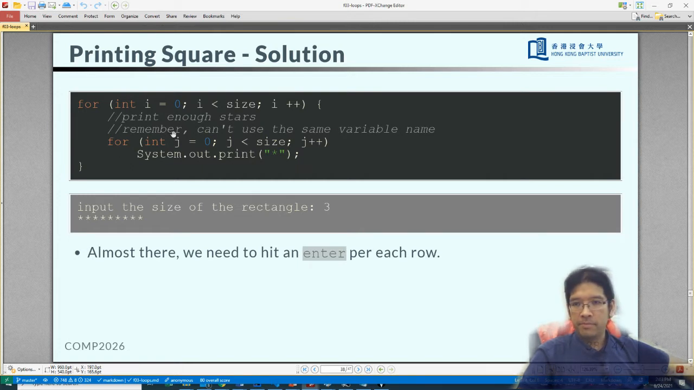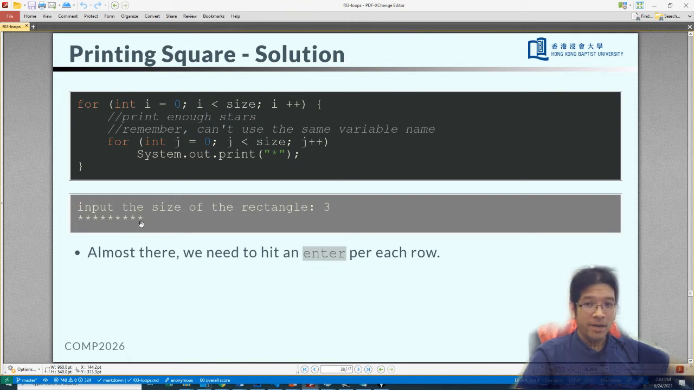The reason is very simple. If you are using the same variable, whatever changes inside the inner loop will also affect the value outside, which will make your program entirely incorrect. Okay? So this setup will allow us to print, let's say we input 3 as the size, 9 stars here, which is slightly incorrect.